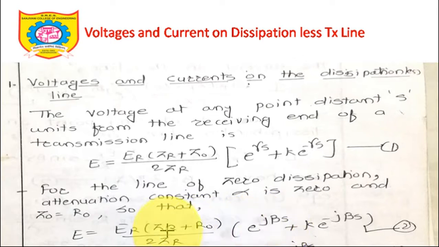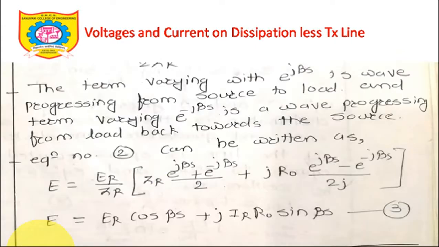Just multiply this e raised to j beta s with the ZR, e raised to minus j beta s with the ZR, and if I multiply these two brackets, the final form of the expression I can get is E is equal to ER upon ZR, inside bracket ZR times (e raised to j beta s plus e raised to minus j beta s) upon 2, plus j R0 times (e raised to j beta s minus e raised to minus j beta s) upon 2. This is not j, you can just rub this part. So if I multiply this ER upon ZR inside, this ZR gets cancelled, so I am left with ER. And what does this term represent? This term represents cos beta s.